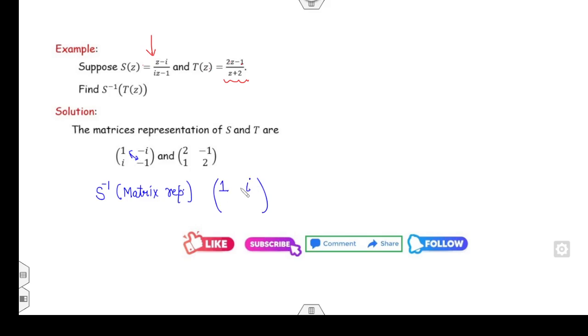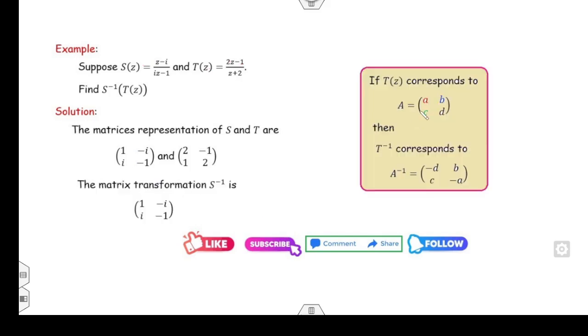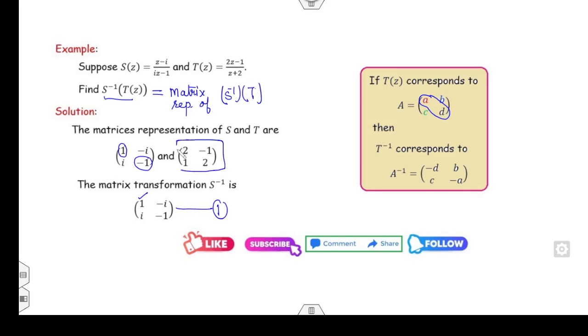It's minus 1, minus iota, iota minus 1. Remember, the only thing is you have to reverse the diagonal entries with a negative sign. If you take the negative of minus 1, it's a plus 1. If you take the negative of the 1, it's a minus 1. Then how can you write that? Basically, this is my matrix representation of S inverse into matrix of the T. So what is the matrix representation? Equation number 1. What is the matrix representation of the T?